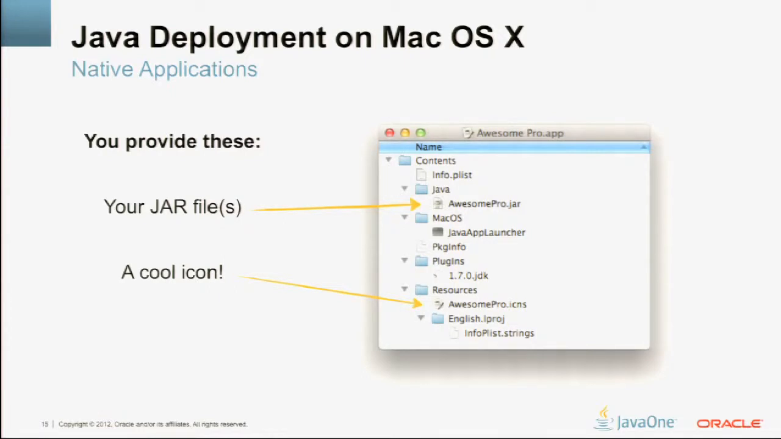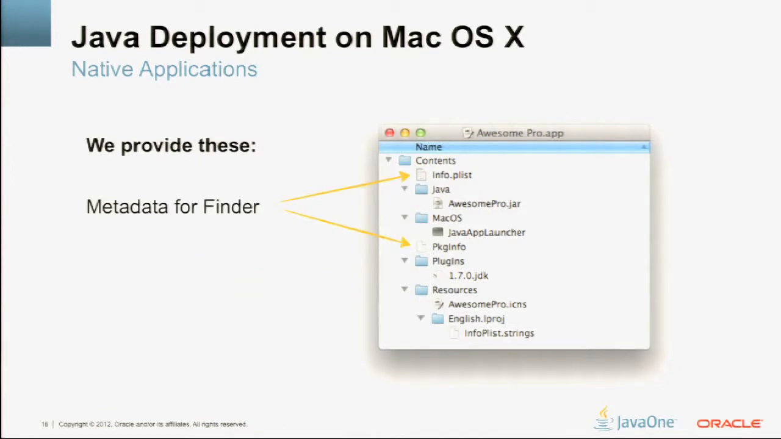You're going to need some metadata, the information to put in that metadata. We'll talk a little bit more of that in the next session. But we're going to generate that for you. We're going to generate that metadata. We've got this launcher stub that's pretty generic and knows how to start up the VM. And as you can see, the runtime is included inside your bundle.